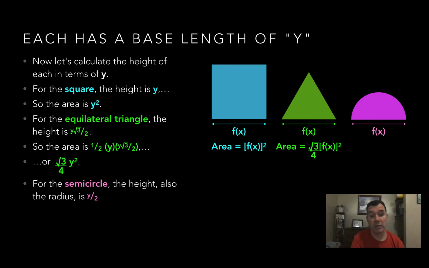Now for a semicircle, the height of that semicircle is going to be exactly half of the base because the base is the diameter, and the height of that semicircle is going to be the radius, which is half. So the height of the semicircle is y over 2. That means the area is going to be 1/2 times pi times the radius squared, or 1/2 times pi times y over 2 squared. And that simplifies to be pi over 8 times y squared.